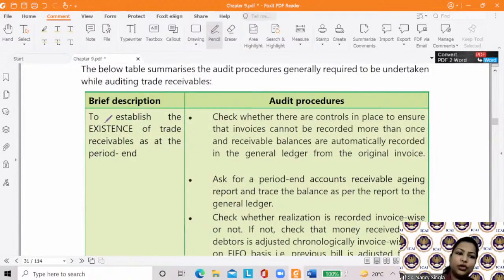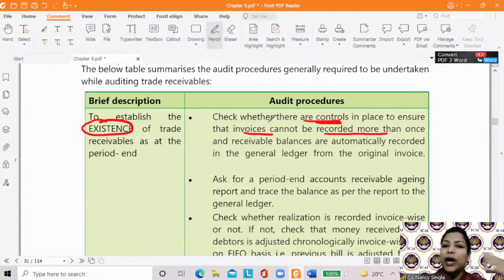So you are verifying what to establish the existence of trade receivable as at the period end. ठीक है. So first of all, check whether there are internal controls that one invoice is recorded only once, not more than once. तभी तो genuine debtors आएंगे ना. And once the sales are recorded, the debtors, the receivable balance should automatically get recorded. So whether there are controls that invoices are not recorded more than once.